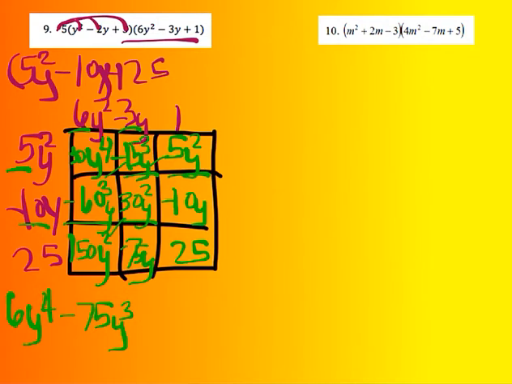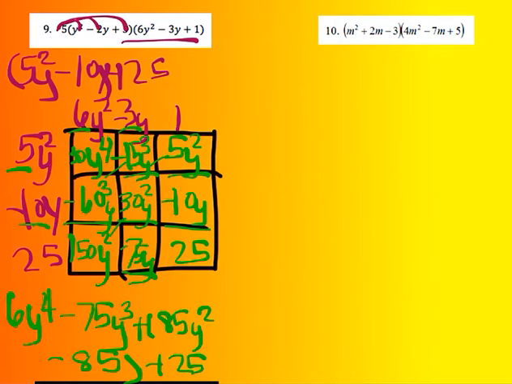Then positive 5y squared plus 30y squared plus 150y squared is actually going to give us 185y squared. Okay, then I'm going to have negative 10y minus 75y, so that's going to be a negative 85y, and then I'm going to add on that 25 there at the end. So that right there is your final answer for this problem.